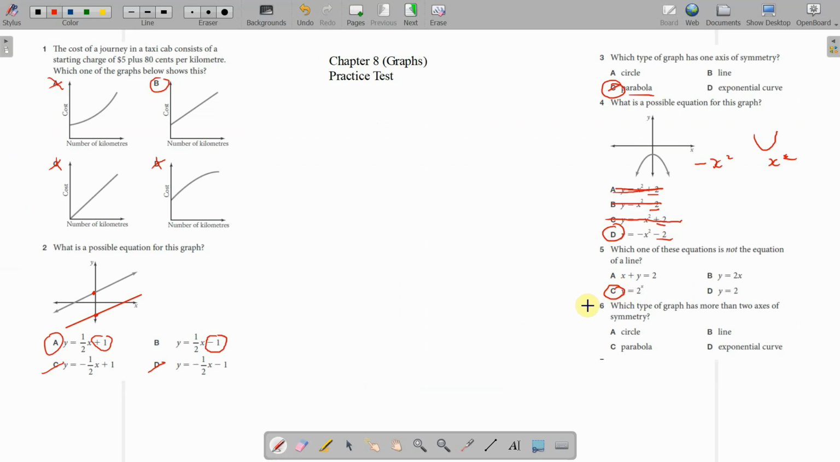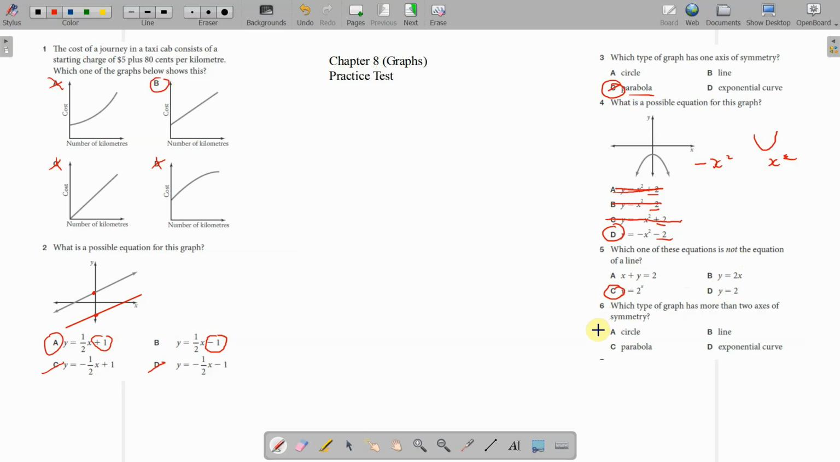The way you can tell without having to do all that is you have a look at the powers or the indices. This one's got an index of 2 to the x. There's no indices here anywhere, or there or there. So when there's no indices, the equation is a line.